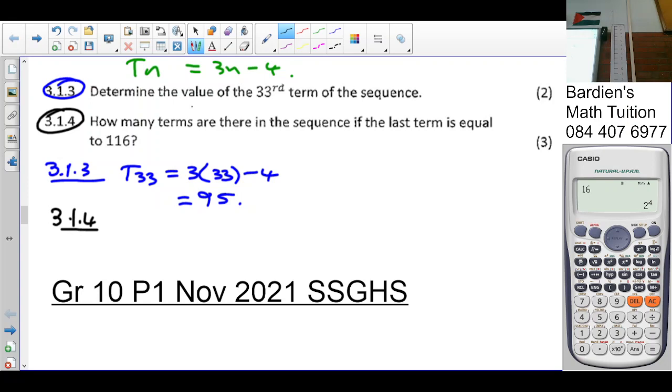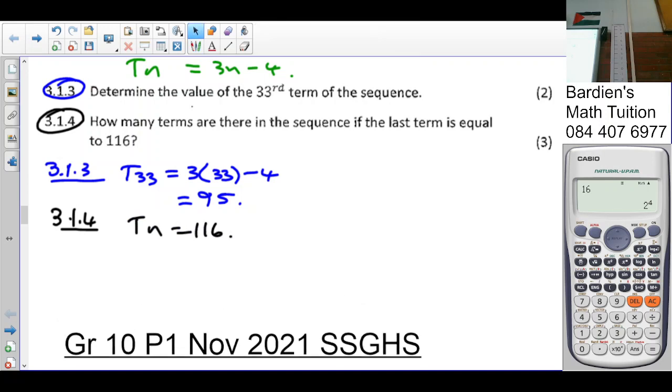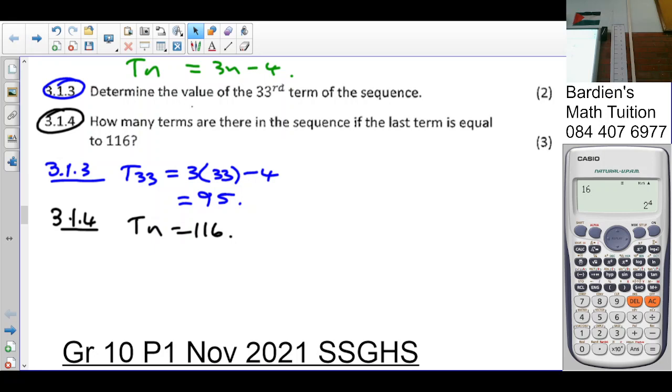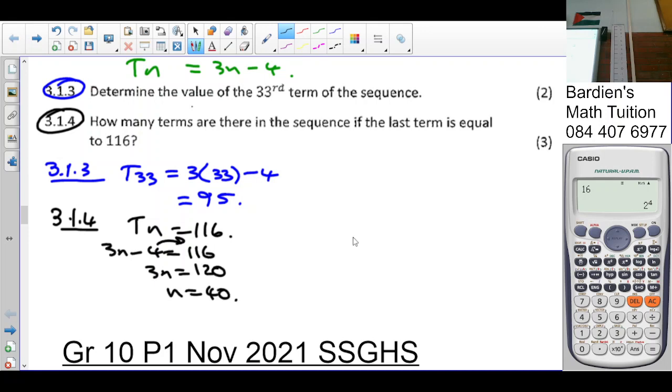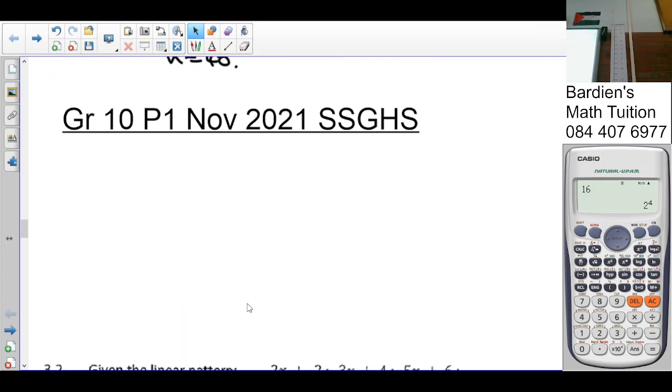Then in the next question it says, how many terms are there in the sequence if the last term, so the nth term of the sequence, is 116? In other words, you need to calculate the value of n. So it's going to be 3n minus 4 is equal to 116. Take it over. So 3n is equal to 116 plus 4 is 120. Divided by 3 is 40. So what does that mean to say? There are 40 terms in the sequence. Okay? Well, the 40th term is 116.